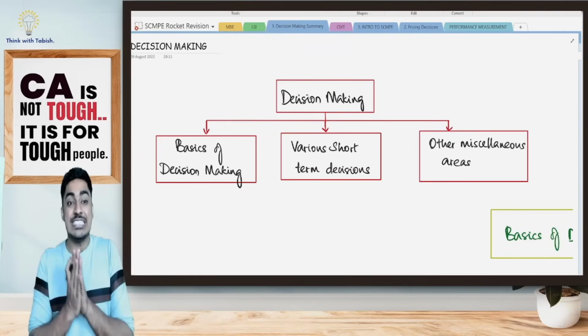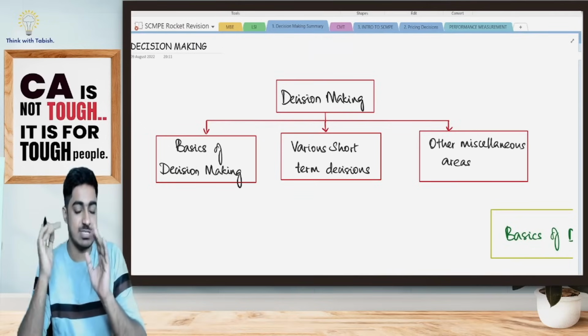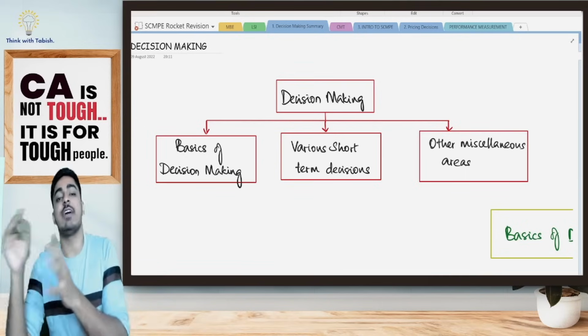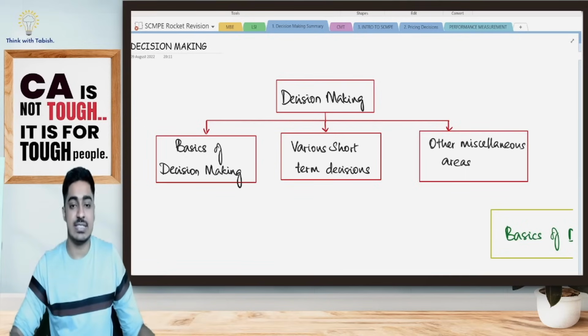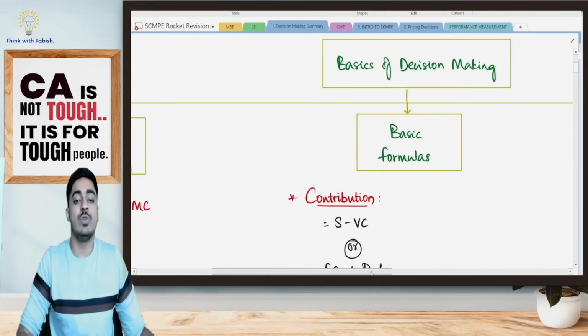Now let's move to the next chapter, students, which is decision making. The complete chapter we bifurcated into 3 concepts. First is the basics of decision making. Next, we have various short-term decisions. Finally, we are having other miscellaneous areas. Firstly, the basics of decision making. So in that first, we have told, yes, very basics. How do we take a decision?